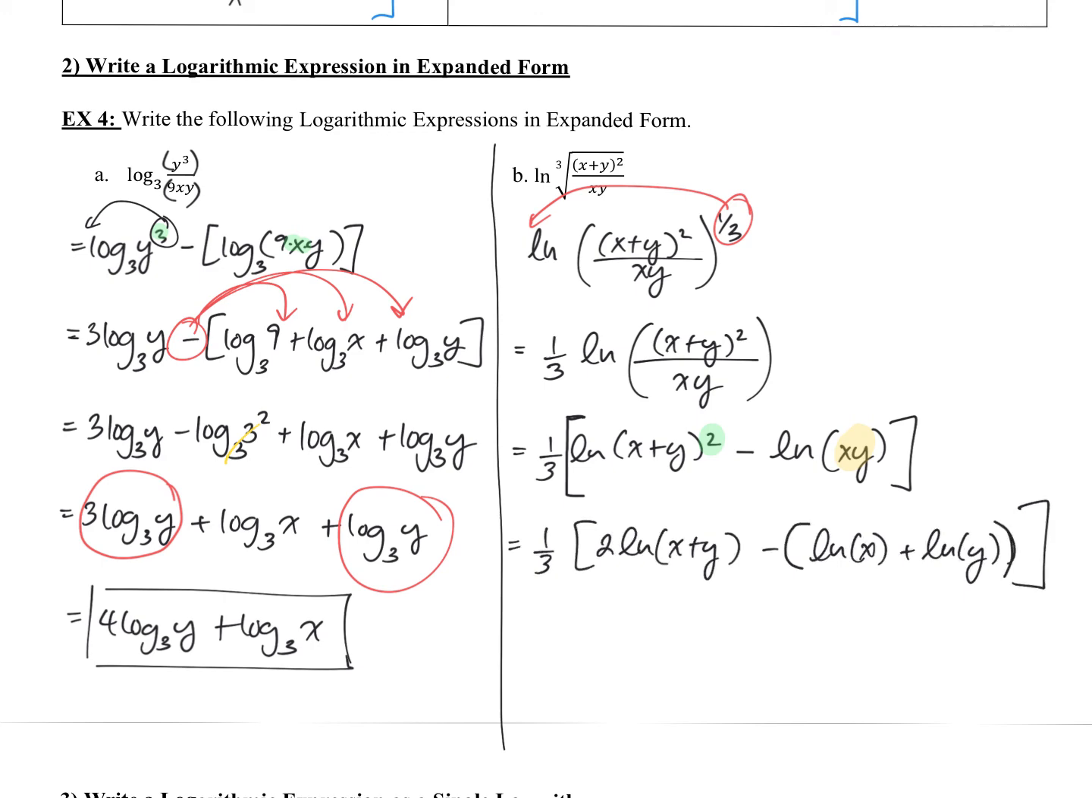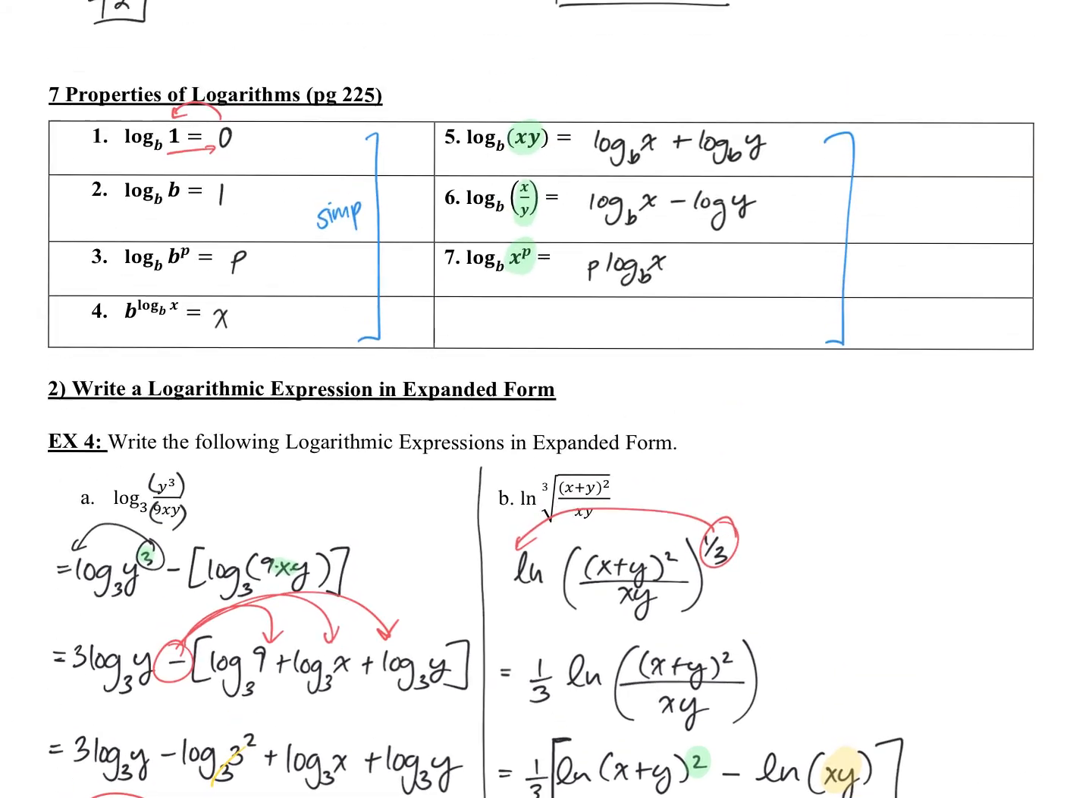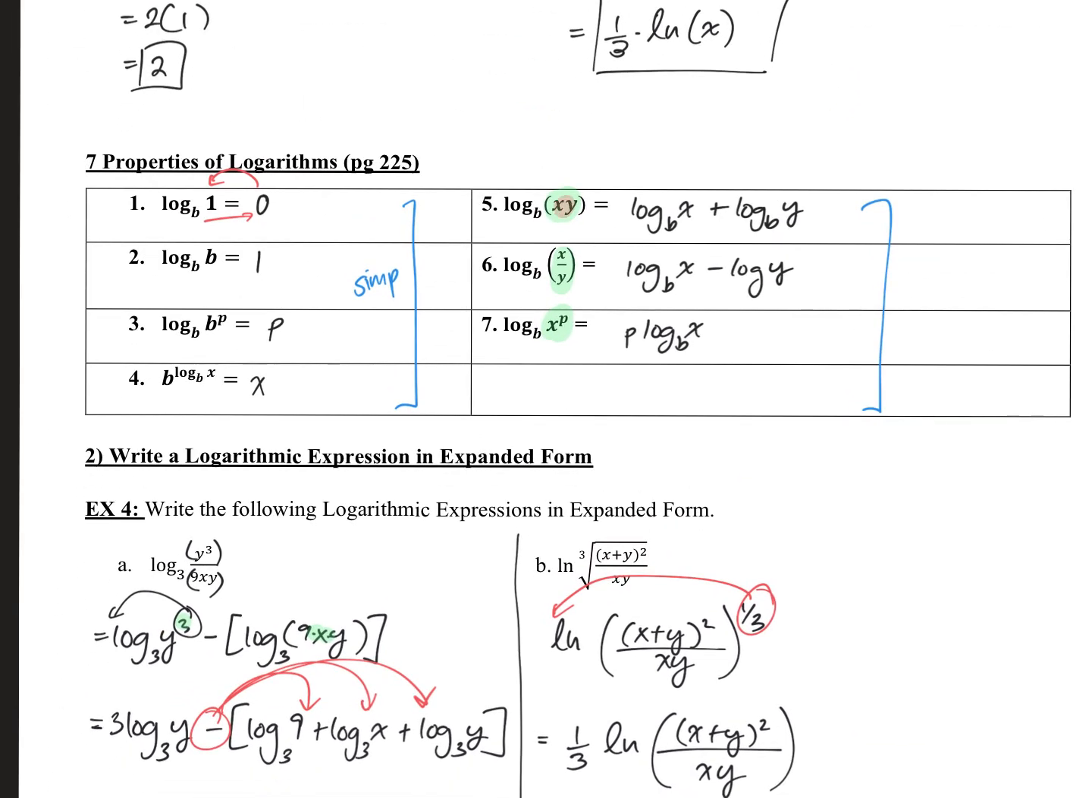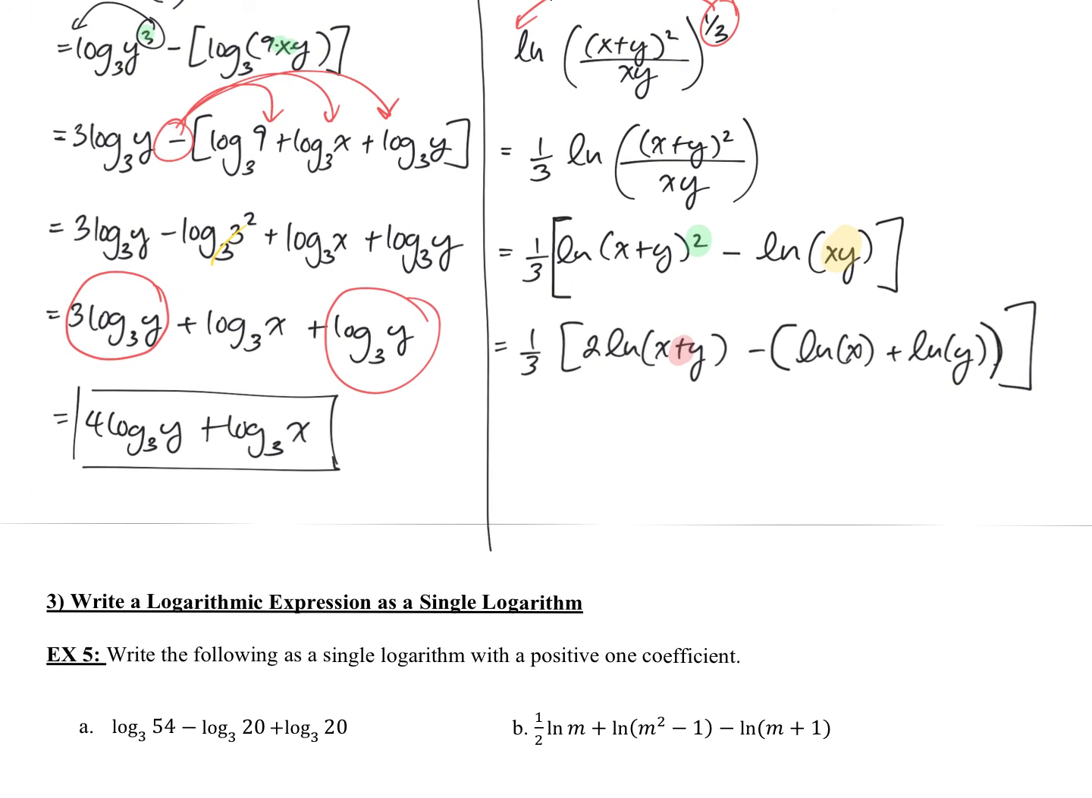Ooh, a lot going on. Let's see, what do we have here? Ooh, we have that addition going on between the x and the y. Can I split that up? Well, the answer is no. The only things we have for splitting are multiplication and division. We don't have anything with addition inside the arguments. So we cannot split up that binomial x plus y. That's just going to stay how it is.